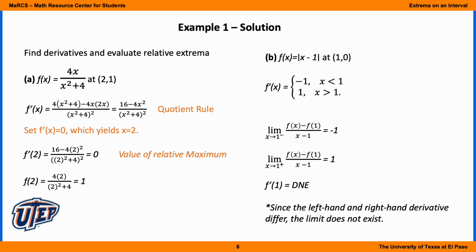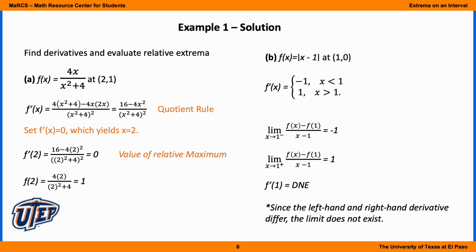Now we'll be computing our relative extrema using our derivatives. So for the first example, we have the function f of x is equal to 4x divided by x squared plus 4. And we got the relative extrema (2, 1). Now how did we get that? First, we computed the derivative of f of x. Since our function is a rational function, we'll be using the quotient rule.